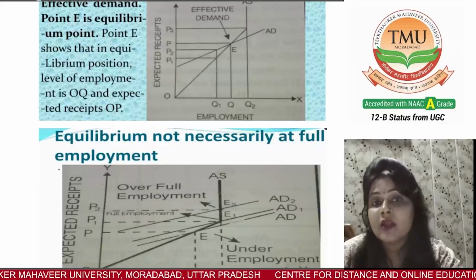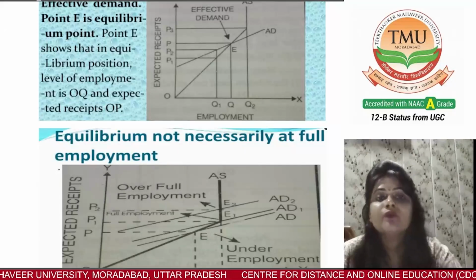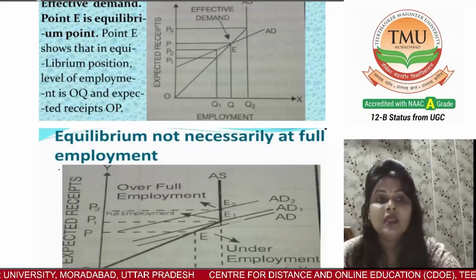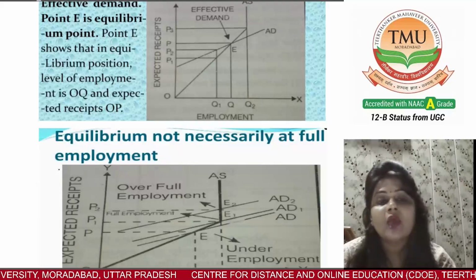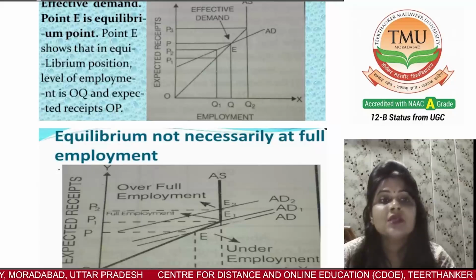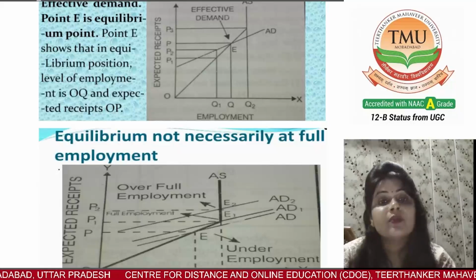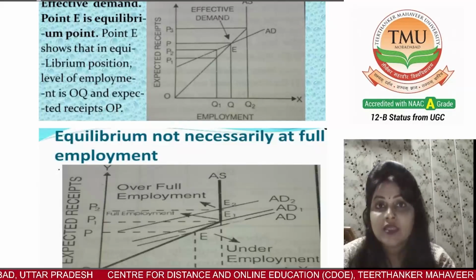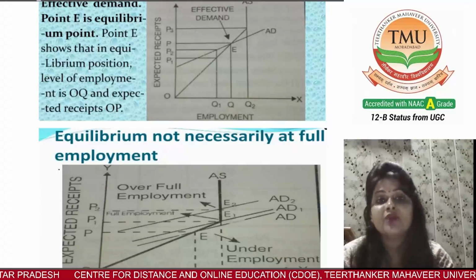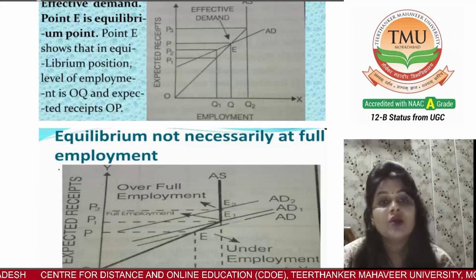It indicates that it is possible for the entrepreneurs to provide increasing employment to workers till the point OQ is reached, where the proceeds expected and necessary are equal at point E. It would not be profitable for the entrepreneur to increase employment beyond this level, beyond OQ, because the proceeds necessary cost exceeds the proceeds expected revenue. So this shows losses.